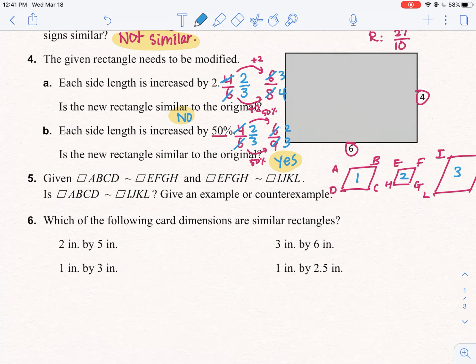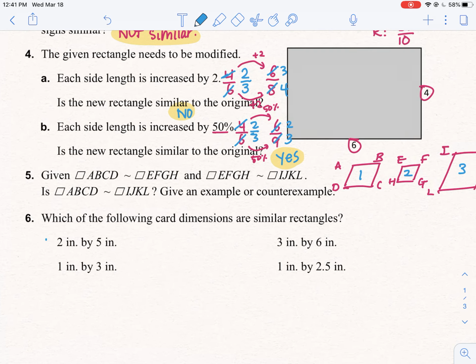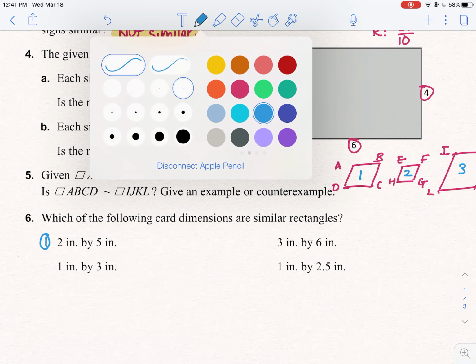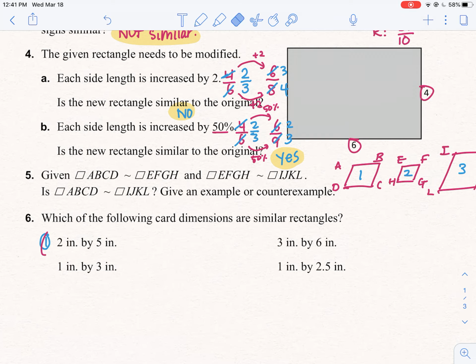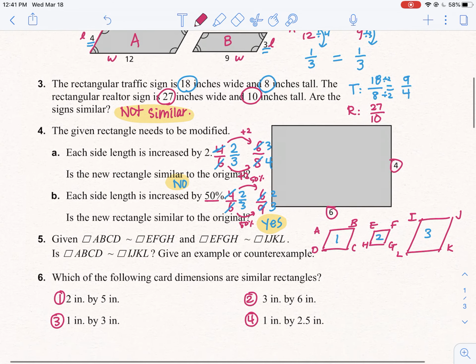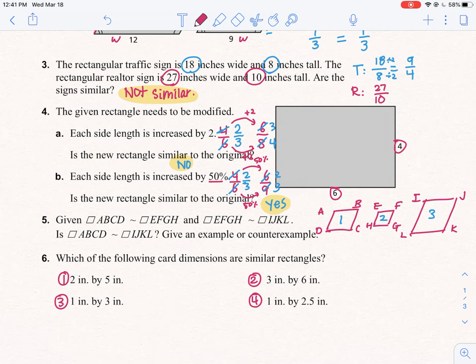Number 6, which of the following card dimensions are similar rectangles? So I have 4 different options. I'm just going to number them, it's easier for me to look into. So I have 1, 2, 3, and 4. What I'm going to do is, again, like I worked on the previous one, I am going to set up equations. I'm going to put the first column on the top, and then the second column on the bottom. Okay, same thing, first column on the top, second column on the bottom.